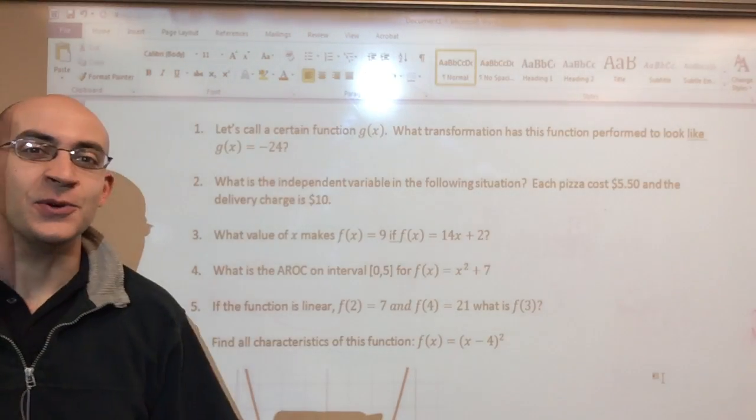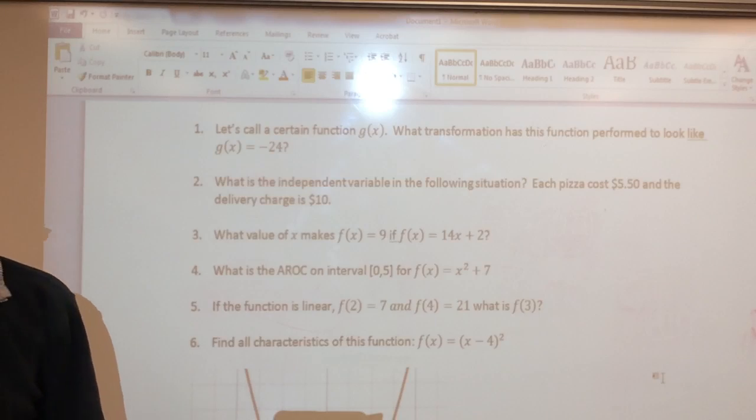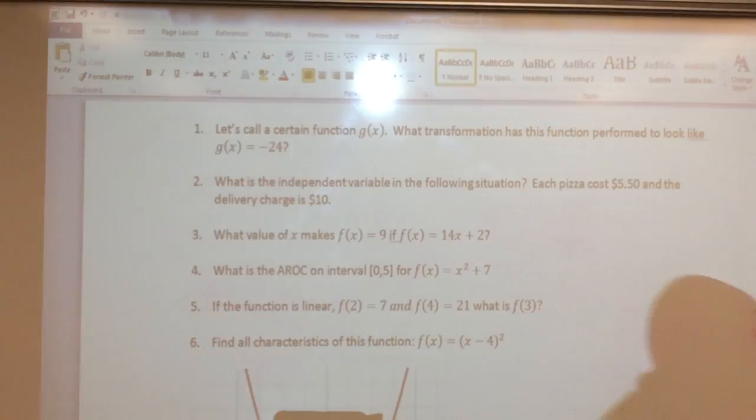Test review. 2B test. Yes. Okay, you can't see that. Okay, so let me get that a little bit bigger.